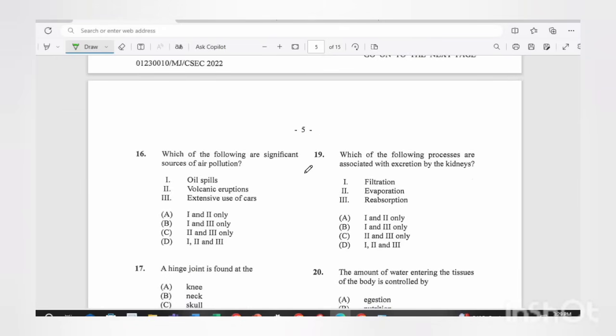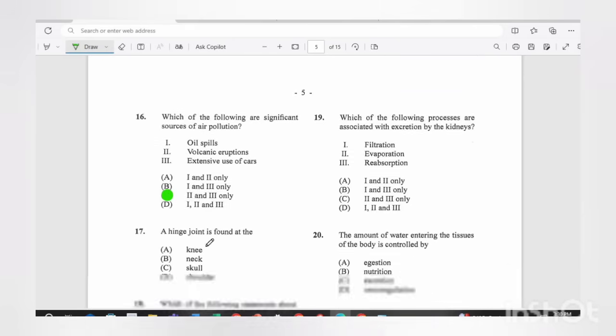Question 16. Which of the following are significant sources of air pollution? We have oil spills, volcanic eruptions, and extensive use of cars. The answer there would be C, volcanic eruptions and extensive use of cars.